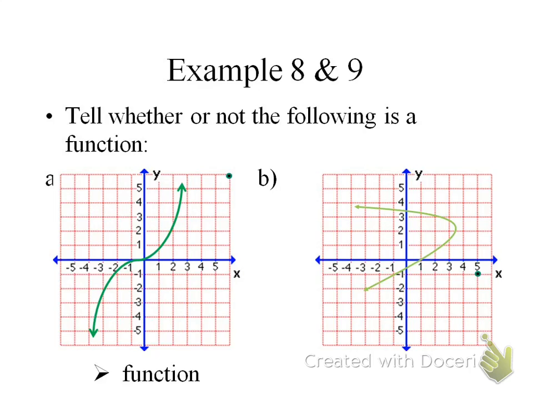All right, let's look at B. If I draw vertical lines through that, you see this vertical line? It touches our function twice. It touches here and here. So I called it a function, but is it really a function? No, it failed the vertical line test. Do you guys see the difference? Any questions?